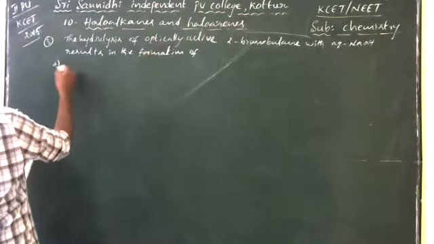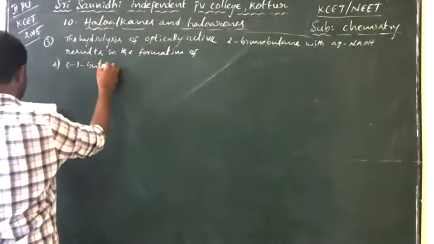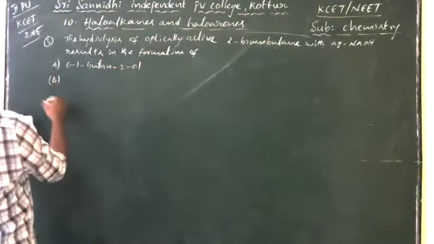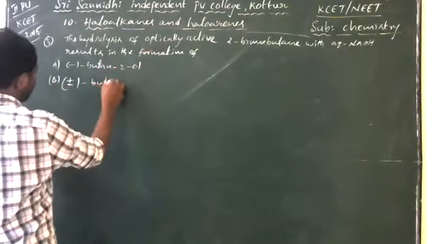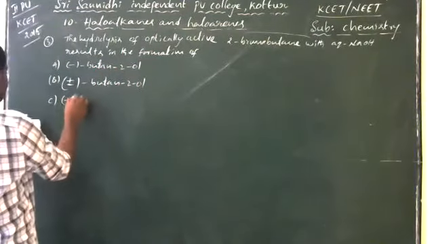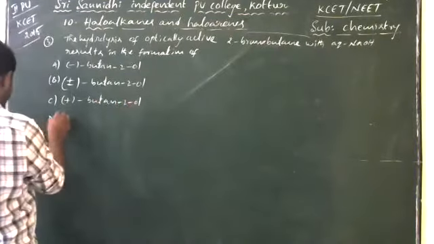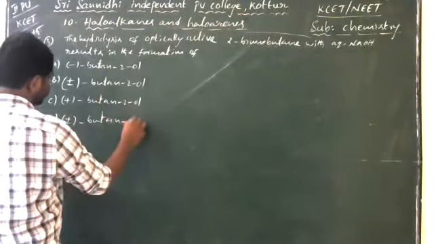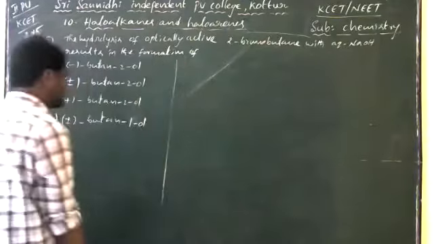Option A: minus butane-2-ol. Option B: plus or minus butane-2-ol. Option C: plus butane-2-ol. Option D: plus or minus butane-1-ol. This is the question and the options. What takes place here? Listen carefully.